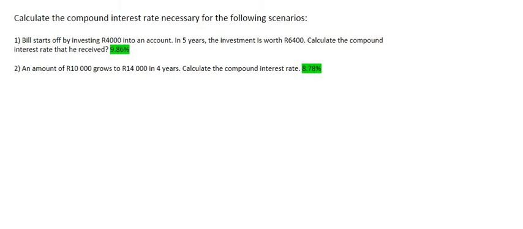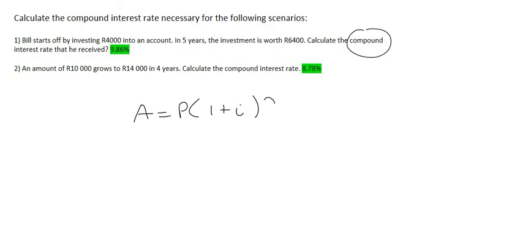In this video, we're going to learn how to work out the compound interest rate. So for number one, Bill starts off by investing 4,000 Rand. In 5 years, the investment is worth 6,400 Rand. Calculate the interest rate. But because they've said compound, we will use the compound formula. And then you just fill in everything that you have.